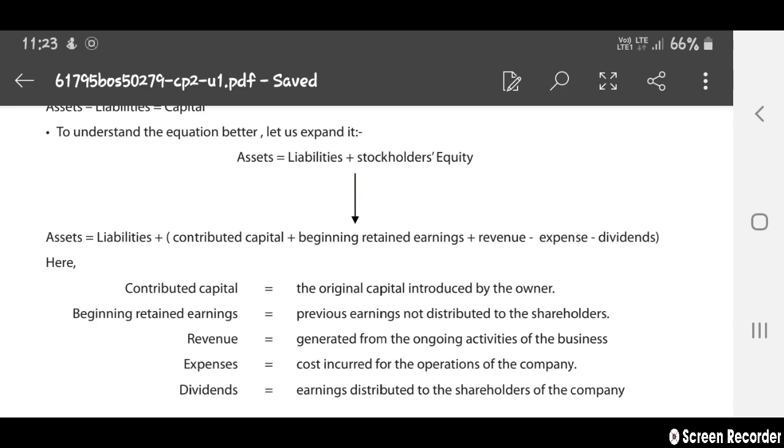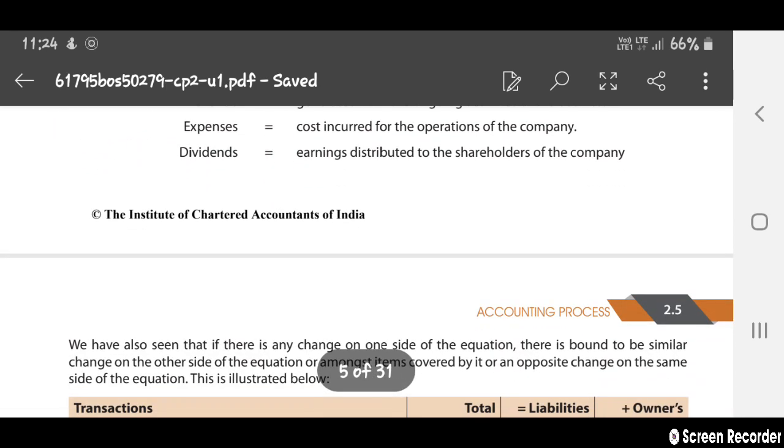Contributed capital is the original capital introduced by the owner, the capital given by the owner. Beginning retained earnings are the previous earnings not distributed to the shareholders. The earnings you got after taking the money from the shareholders, if you have not distributed them, you have to add that also. Next, revenue is generated from the ongoing activities in the business. Expenses are costs incurred for the operation of the company. Dividends are earnings distributed to the shareholders of the company. These are the information.